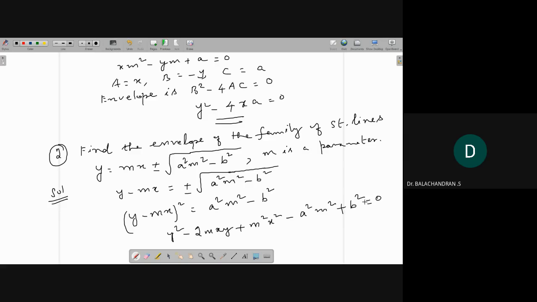Okay, now first you should write m square and then m and then constant term. So what is the m square term? Here you have m square. So if you take m square commonly, you have x square minus a square into m square, and then this term minus 2xy into m, and then plus y square plus b square equal to 0. Okay, now so this is a quadratic in m. Here I don't have enough space, so I'll write it like this, but in your notebook you should write it more easily. This is a quadratic in m.